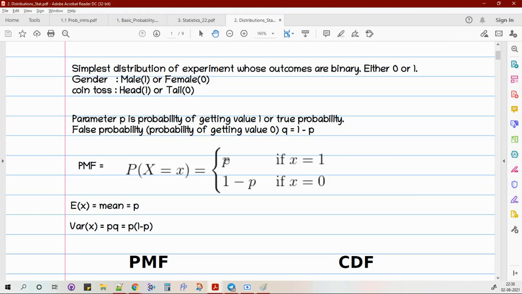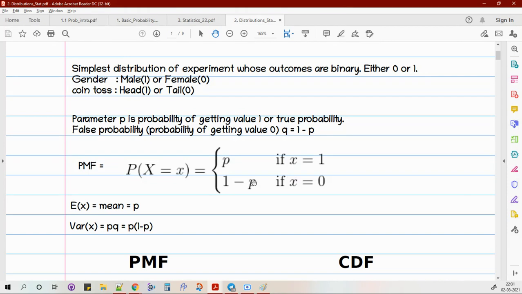By convention, we write x equal to 1 for the true probability, or the event occurring, which we call a positive event, and to denote that, the probability is denoted by p. And the opposite, or the complement of that event, is nothing but 1 minus p.